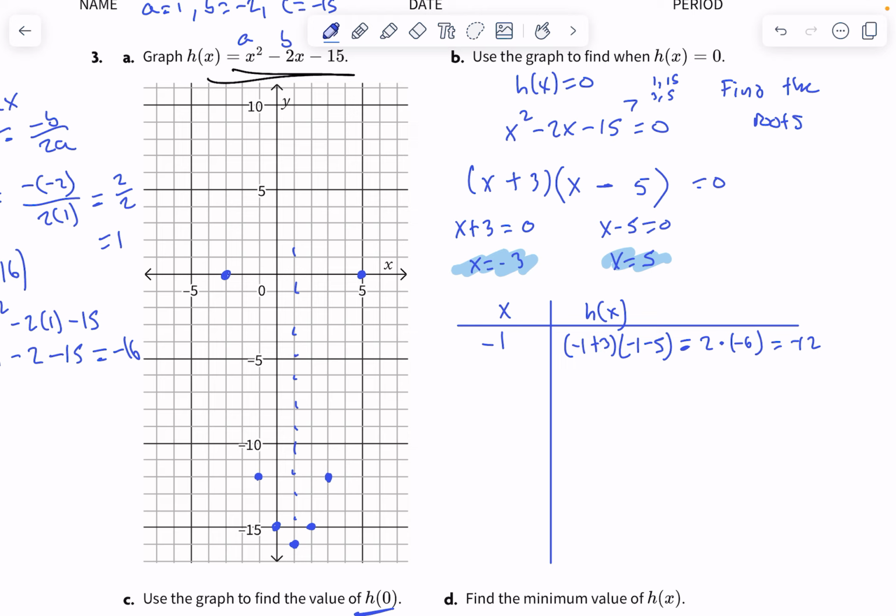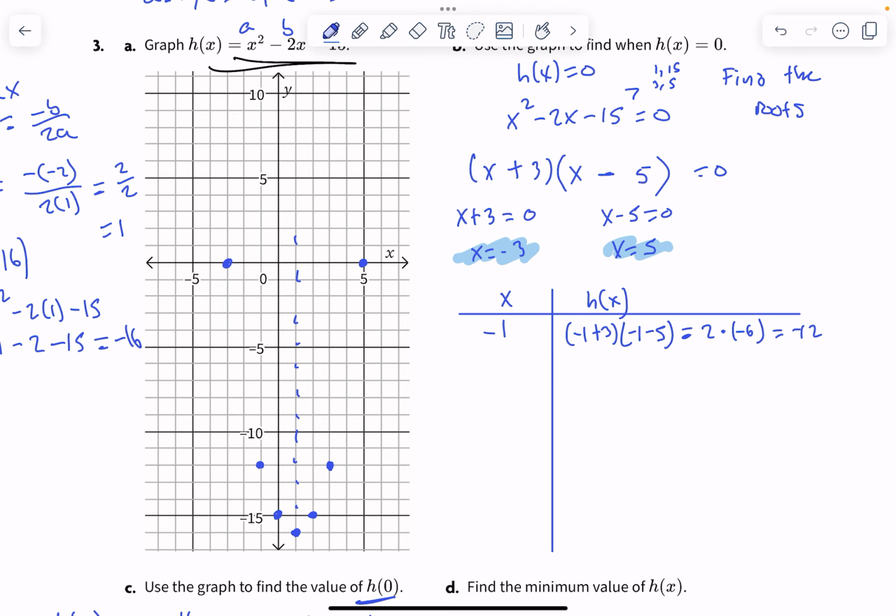the properties of symmetry, right? Okay. And then let's try -1. We try -1. Let's try -2. So then -2 would be -2 plus 3 times -2 minus 5, which is equal to 1 times -7, which is equal to -7. So at -2, we are at -7 right there.